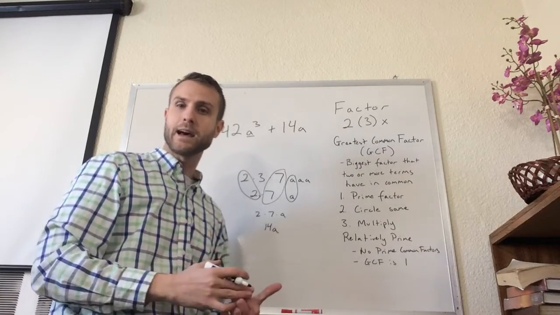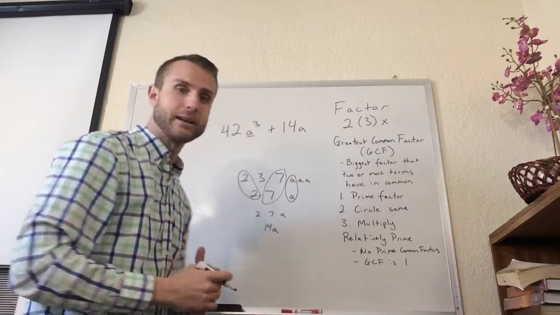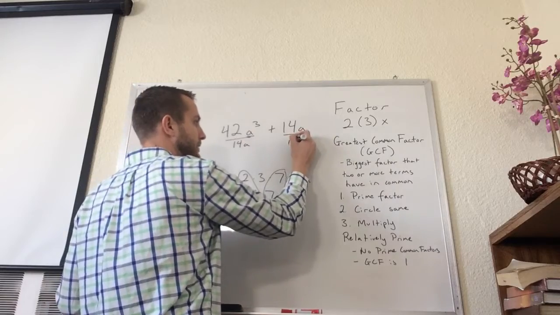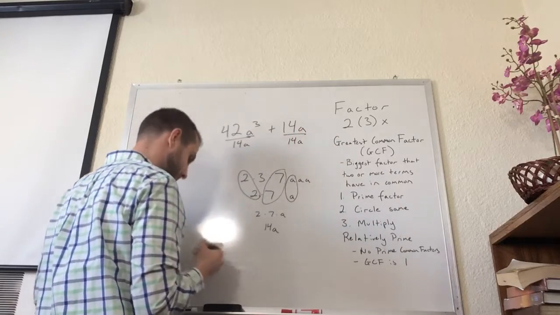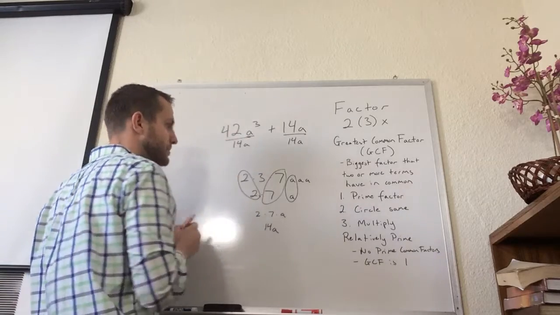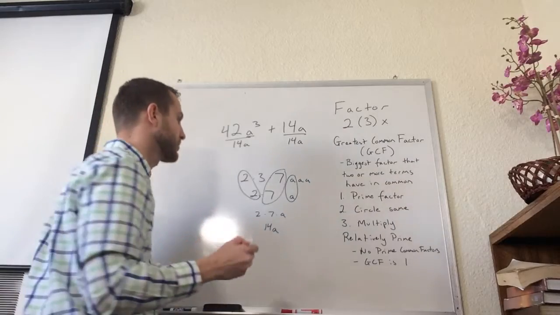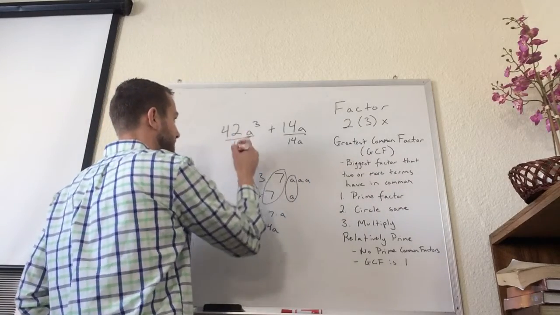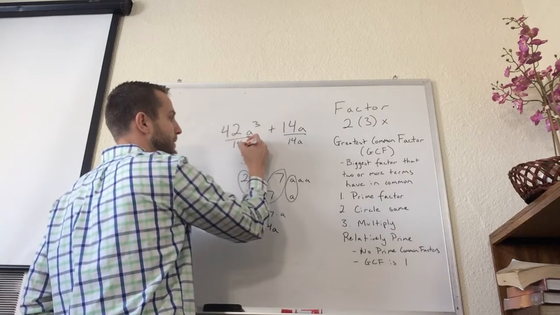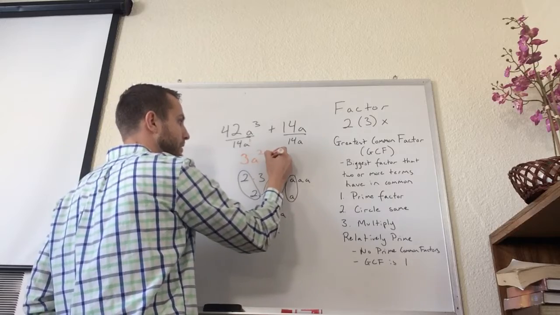So remember, my next step is to divide both of my original terms by my greatest common factor. So I'm going to divide this by 14a, and I'm going to divide this by 14a. So remember, when I divide, I'm going to divide my numbers. So 42 divided by 14 is 3. So that's going to be 3. A cubed, remember, if it doesn't have an exponent, the exponent is 1, I subtract and I get a squared.